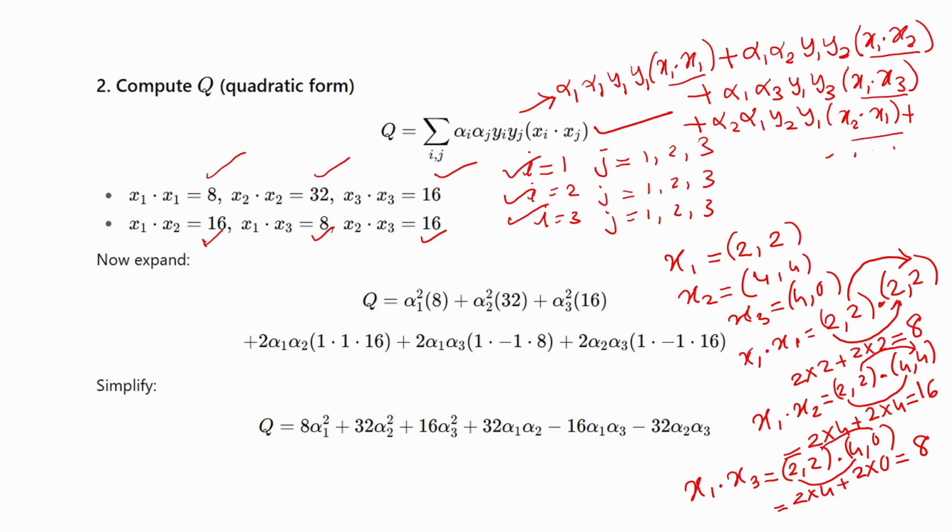When you are expanding this, you will be getting an equation like this, and you can easily substitute the values there. So here Q has become like this equation. After you substitute all the dot products and simplify, Q is equal to 8 alpha 1 square plus 32 alpha 2 square plus 16 alpha 3 square plus 32 alpha 1 alpha 2 minus 16 alpha 1 alpha 3 minus 32 alpha 2 alpha 3.